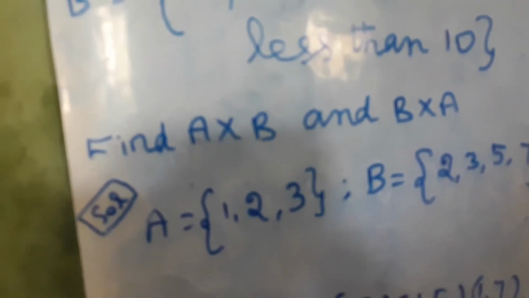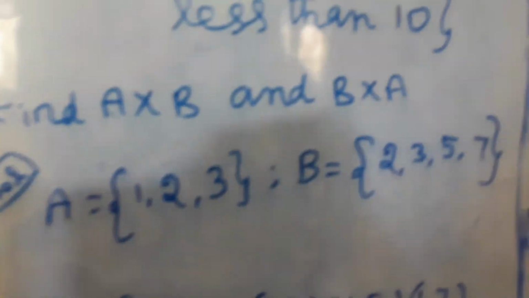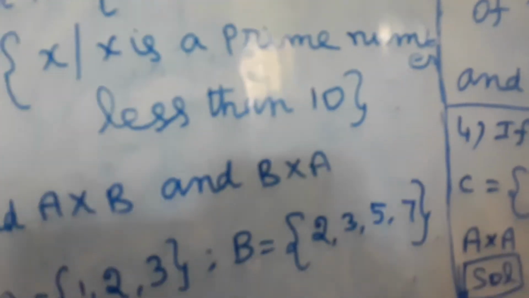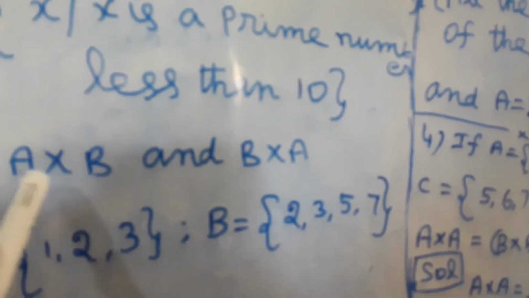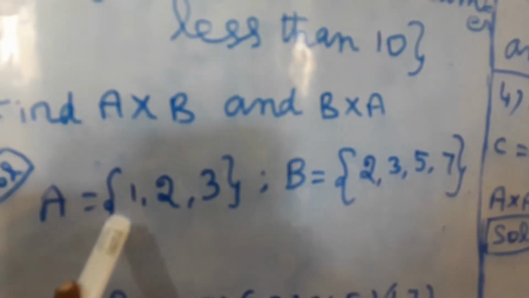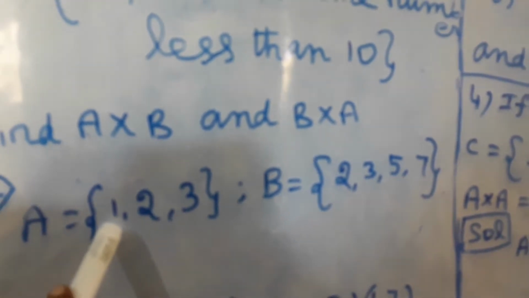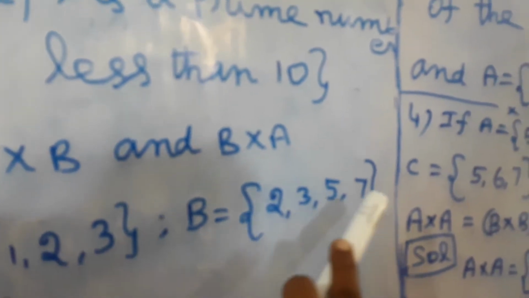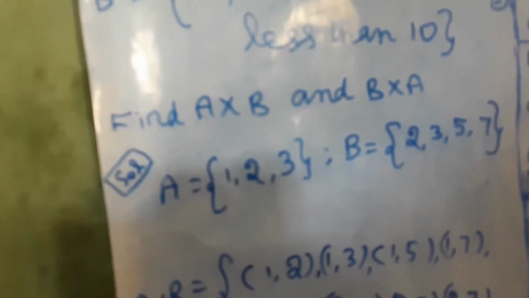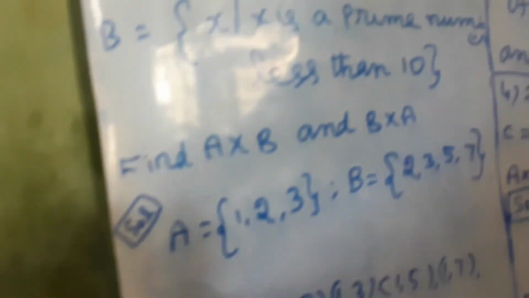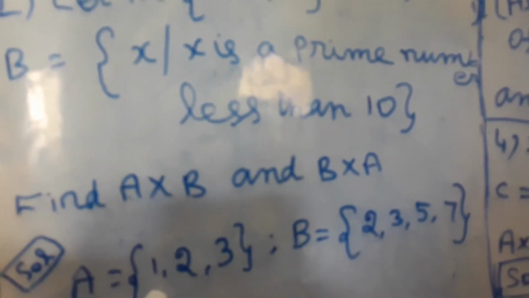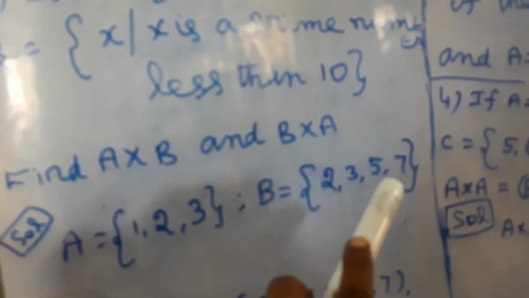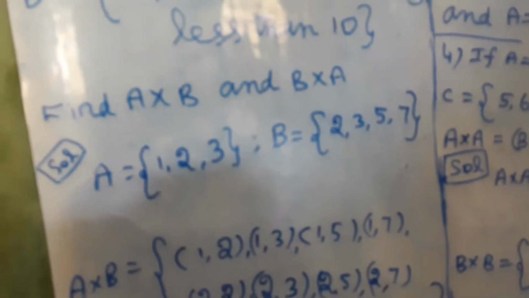We find A cross B. A cross B means first element from A, second element from B. First we consider the first element 1, and with the elements of B one by one we write the ordered pairs. First take 1: (1, 2), (1, 3), (1, 5), (1, 7).